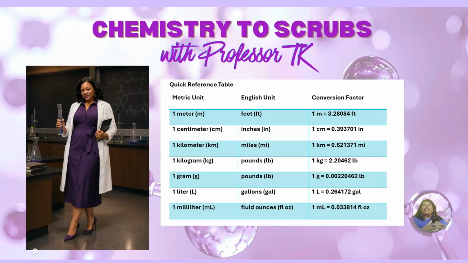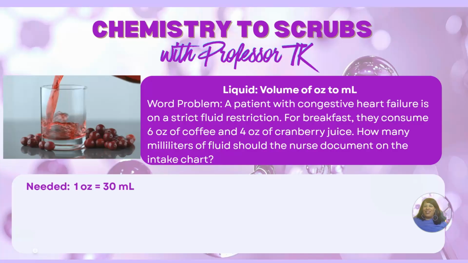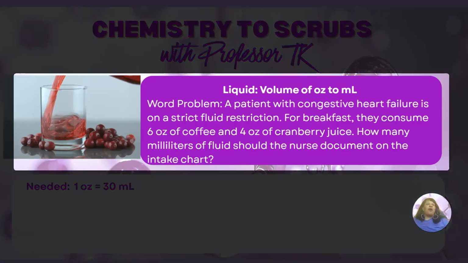All right, so for today's lesson, we're going to get into the English to the metric and the metric to the English, where you'll need something like this handy dandy guide that you guys see here. So let's go ahead and get into our first problem that you all will have to do for your T7 exam and also when you get into the nursing program. All right, so here is our first problem. A patient with congestive heart failure is on a strict fluid restriction. For breakfast, they consume 6 ounces of coffee and 4 ounces of cranberry juice. How many milliliters of fluid should the nurse document on their intake chart?